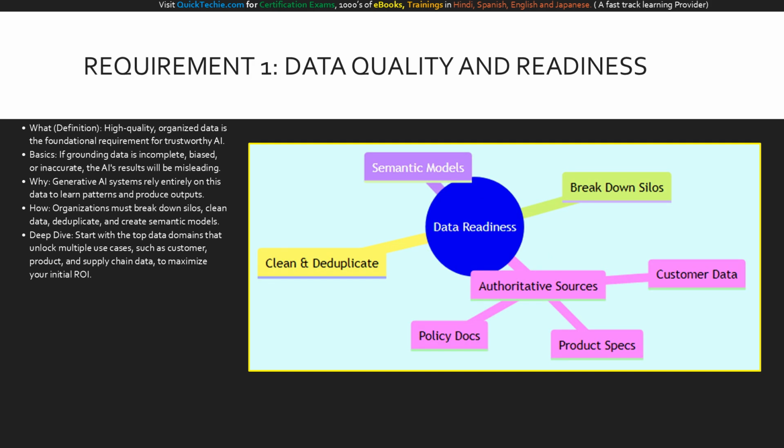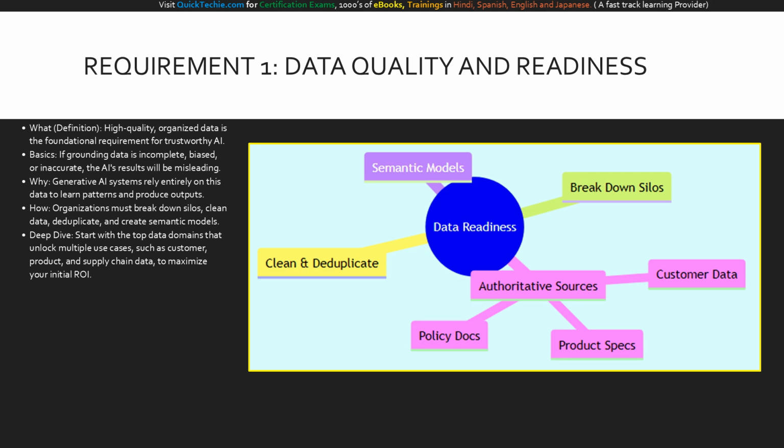Our first major business requirement is absolute data quality. Trustworthy AI does not happen by accident. It depends heavily on high-quality data. If the data you use to ground your AI is incomplete, outdated, or inaccurate, the results generated will be inherently misleading. A fundamental requirement is undertaking a data readiness initiative before deploying AI.